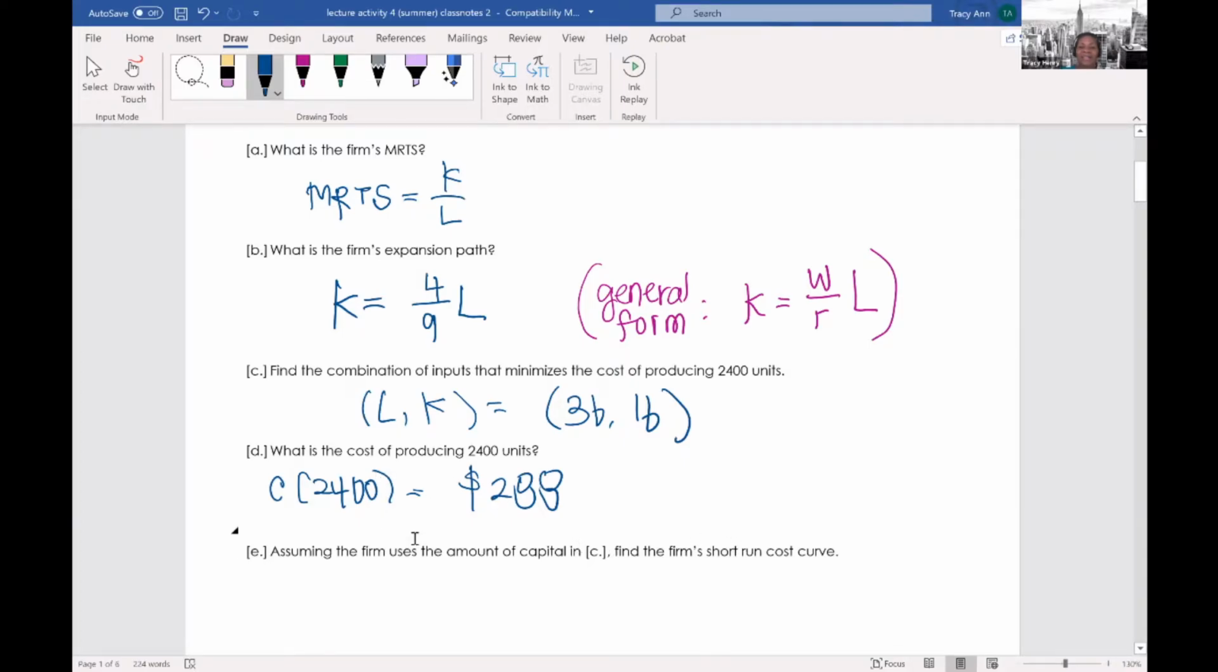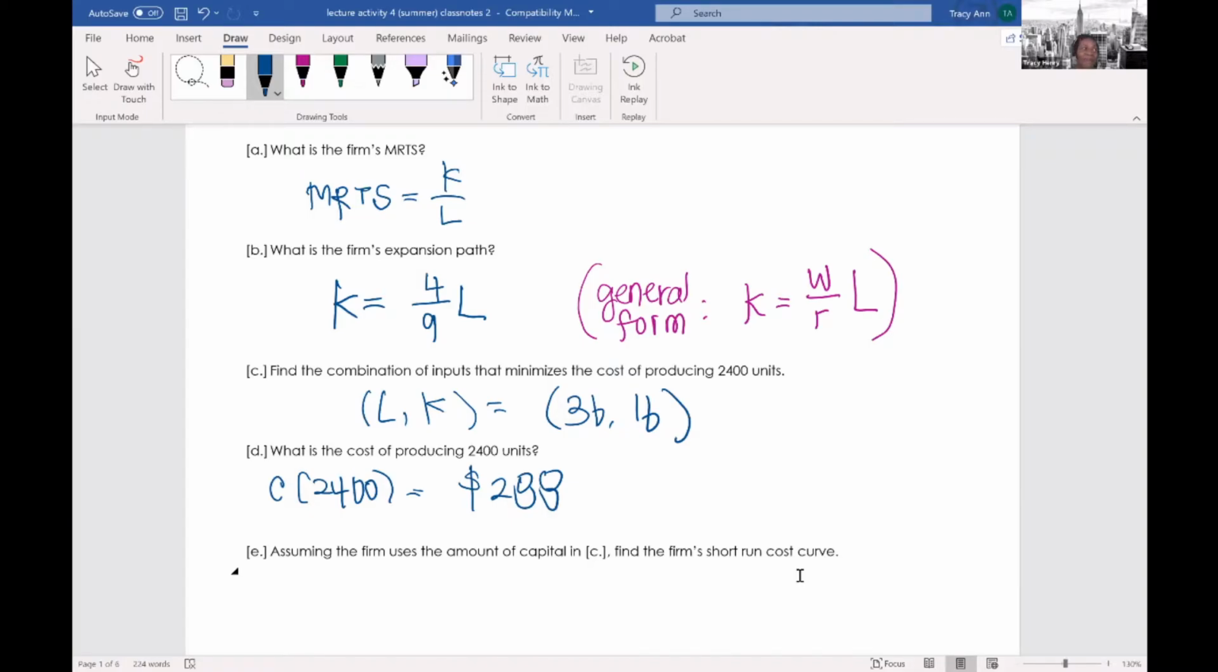Question E is different from question D in the sense that question E is asking for the firm's short-run cost curve. And the short-run cost curve itself is a function. Whether your cost curve is U-shaped, a straight line, or even horizontal, one thing is for sure: when we're talking about our cost curve, we're talking about an equation, just as when we talk about our demand curve or our supply curve. Your short-run cost curve is going to give us the relationship between the quantity and the cost of producing that particular level of quantity.